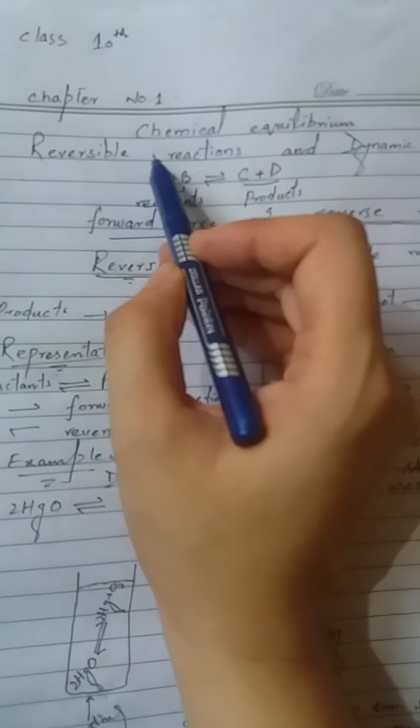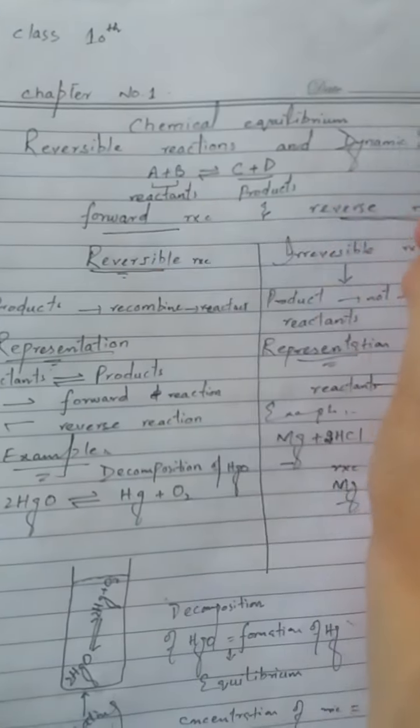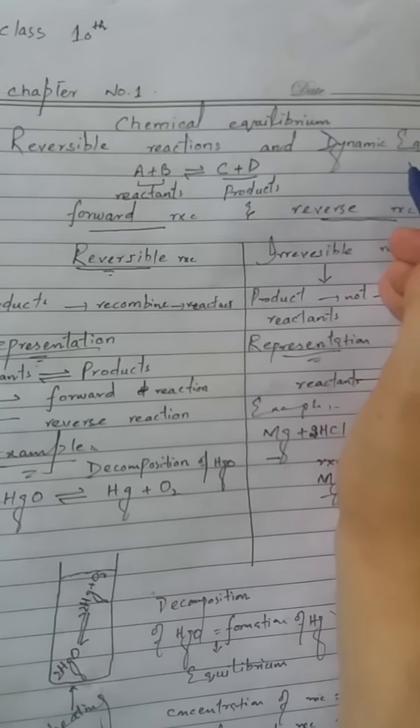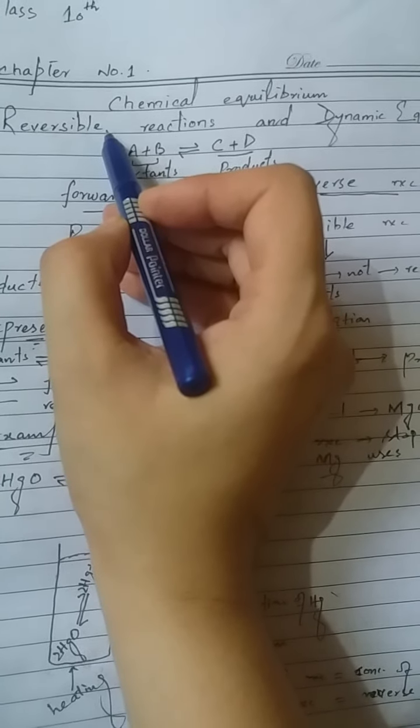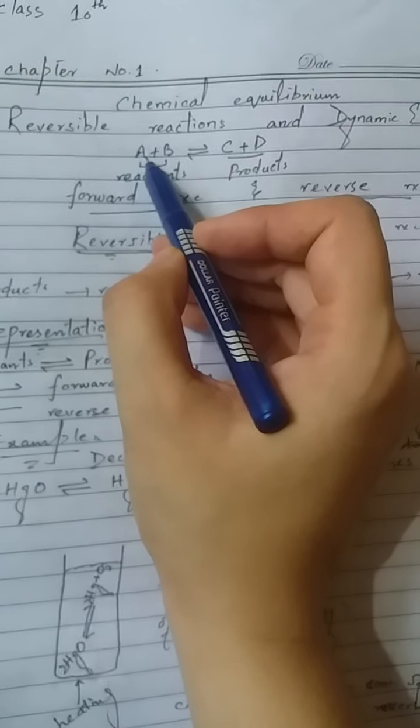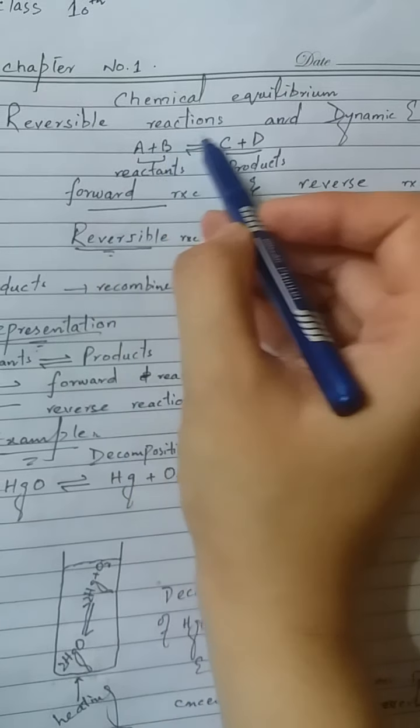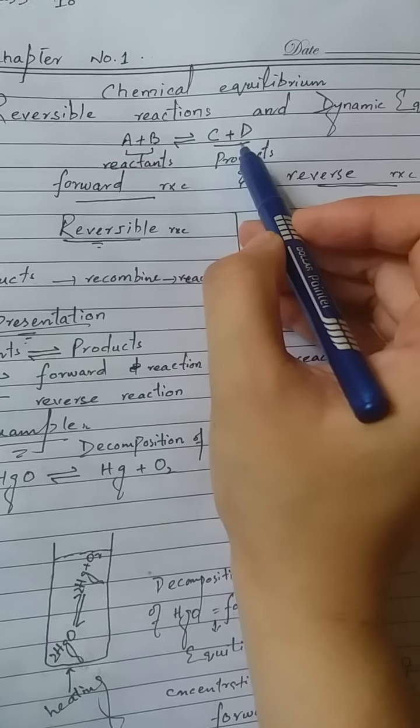Today we start reversible reactions and dynamic equilibrium. So what is a reversible reaction? In order to study reversible reactions, we consider a chemical reaction in which A reacts with B and forms products C and D.